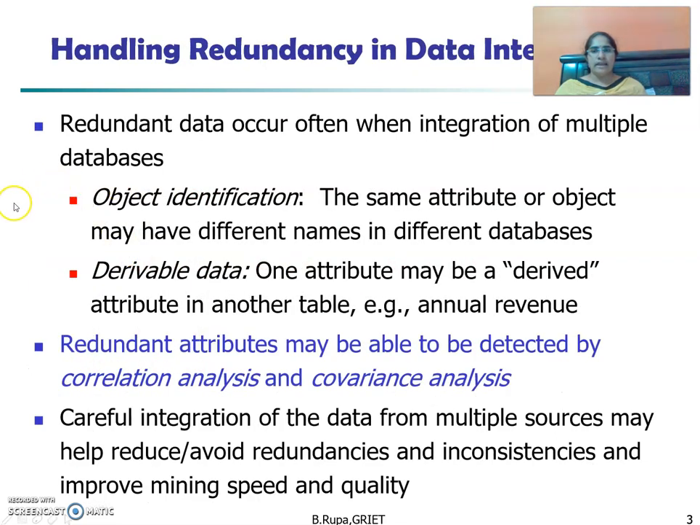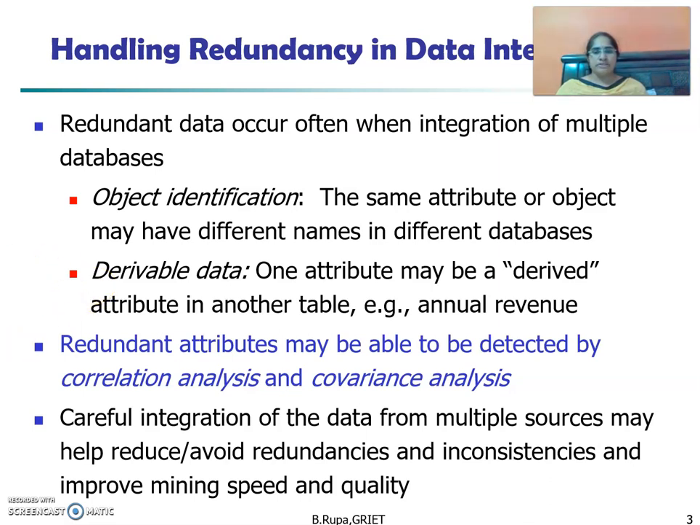Now we will see how we can handle redundancy in data integration. Obviously, redundant data happens when integrating multiple data sources. We can identify it as object identification and derivable data. Object identification means the same attribute or object may have different names in different databases. The meaning is the same, but the names differ across data sources. Derivable data means one attribute may be derived from an attribute in another table, for example, annual revenue, which may be derived from another table.